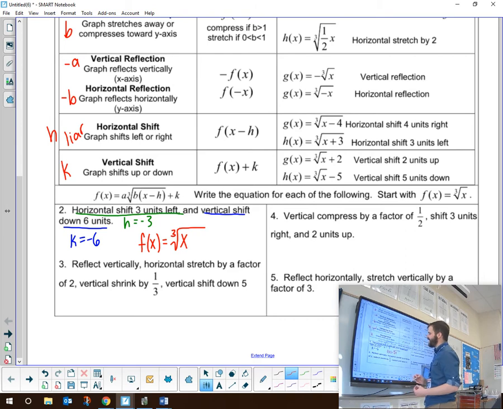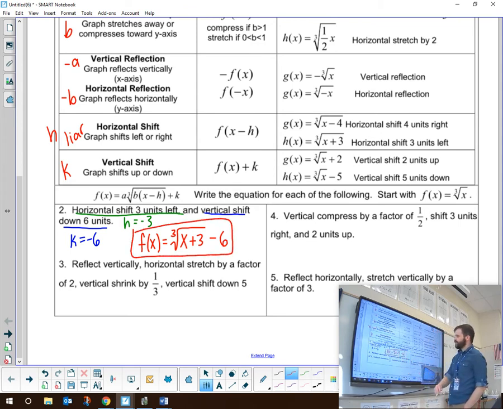Then we have my H. So we're minusing my H. So inside my equation, it's a liar. So we're actually going to go +3 on the inside. And then on the end, we're going to have a -6 for my K.